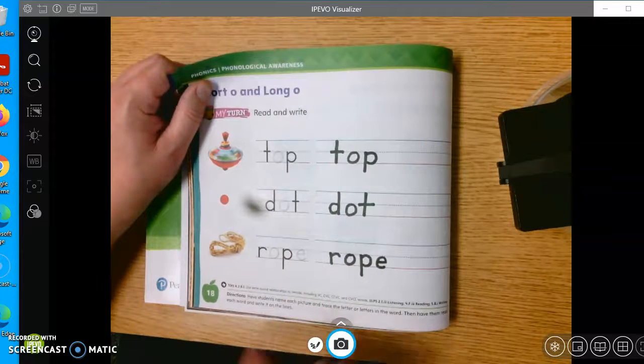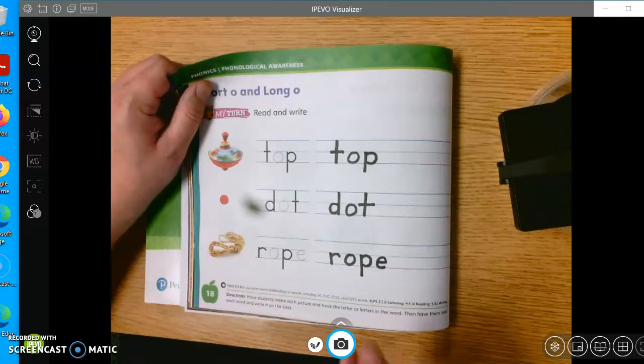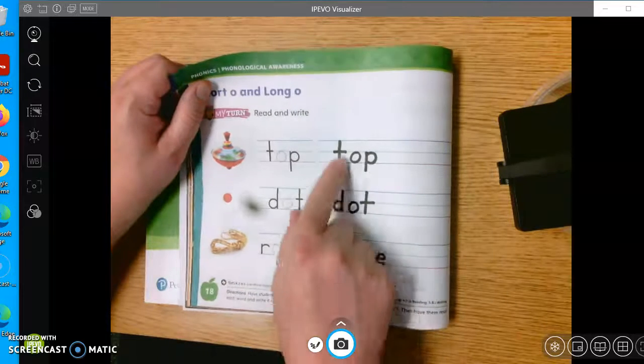Last one, rope. All right, boys and girls, let's listen to that one. O, o. Is that short O, ah, or long O, o? That sounds like a long O, doesn't it? Yeah, a little bit different than the other two.